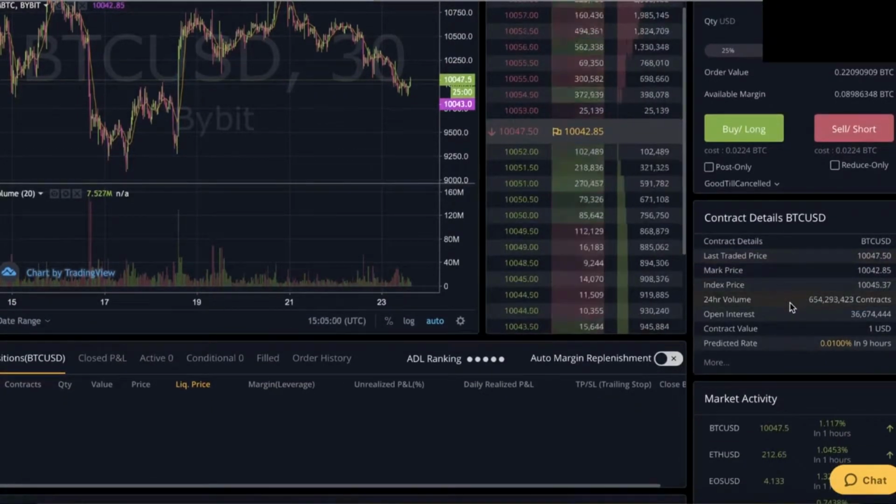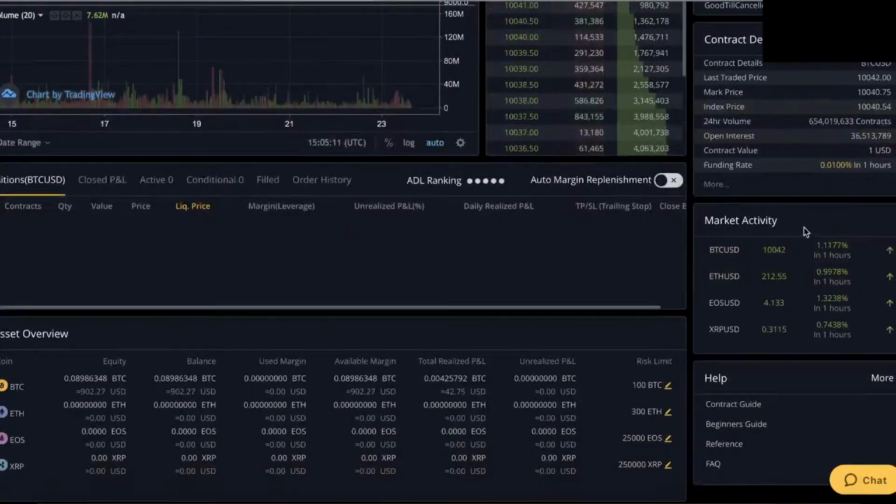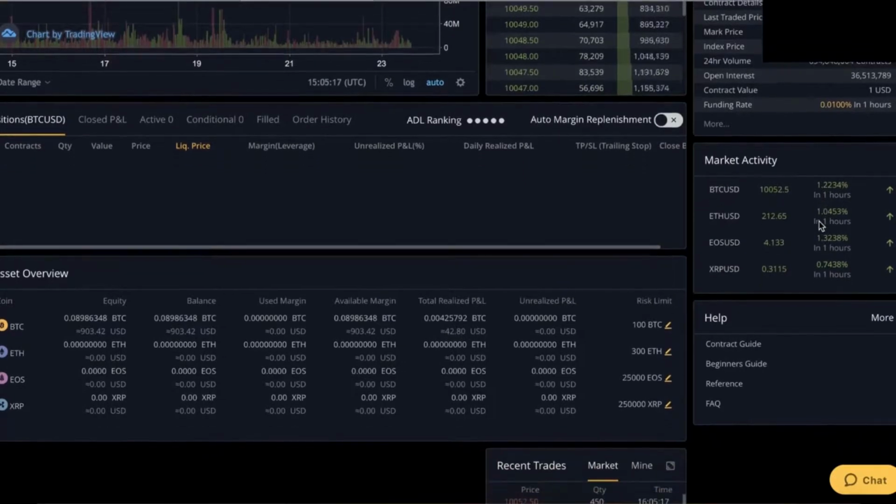It's telling you the volume, the open interest, contract value, predicted rate. You don't need to know any of the things here. All of the contract details that Bybit lists for you are not relevant to your trading. Market activity, again, irrelevant to your trading. It's just telling you what's happened over the past few hours in terms of percentage moves and the current prices. You don't need that. The help tab, obviously not needed. Asset overview, this is again telling you how much of each asset you hold, which is the same thing that I showed you in the My Assets area.